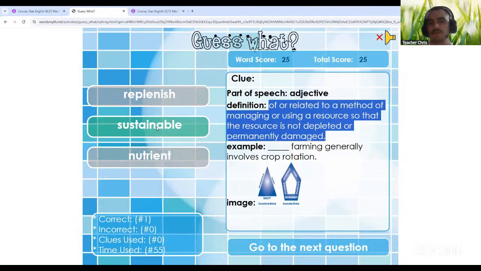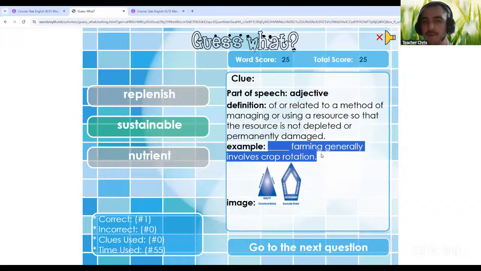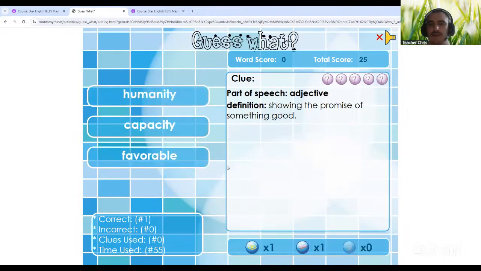Sustainable. So when something is sustainable, it means that we can do it again and again and again because it doesn't use up the resource before it can be replaced. So an example here is sustainable farming generally involves crop rotation, which is moving one crop to a different field each year, moving them around rather than doing the same crop in the same field.